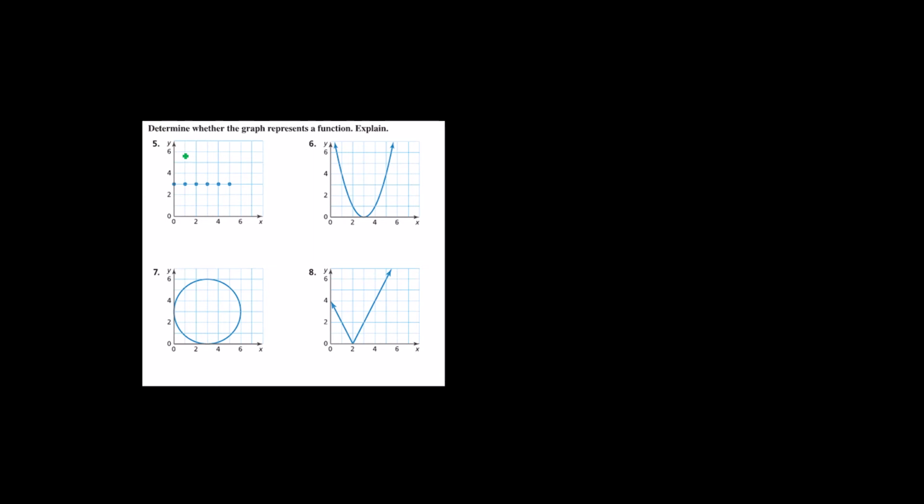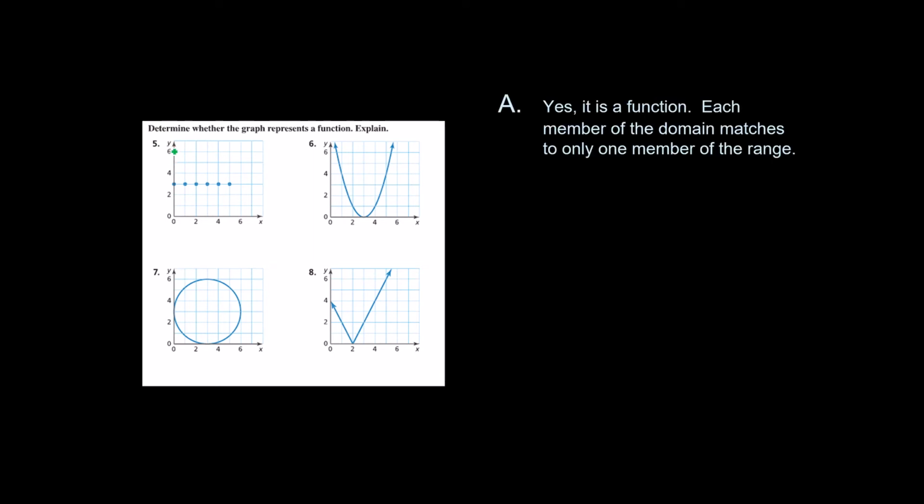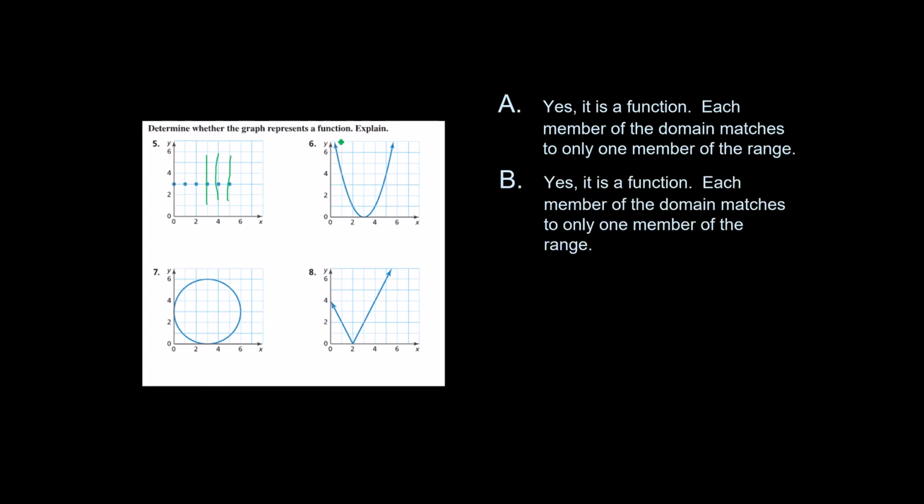I'm actually going to go ahead and go. This number 5, in fact, is a function. Every item in the domain matches to exactly one item in the range. I can tell that because if I try and draw vertical lines through here, it's never going to touch more than one dot at a time. How about 6? 6 is a function because if I draw vertical lines through here, it's never going to touch more than one item at a time. So every item in the domain matches exactly one item in the range.